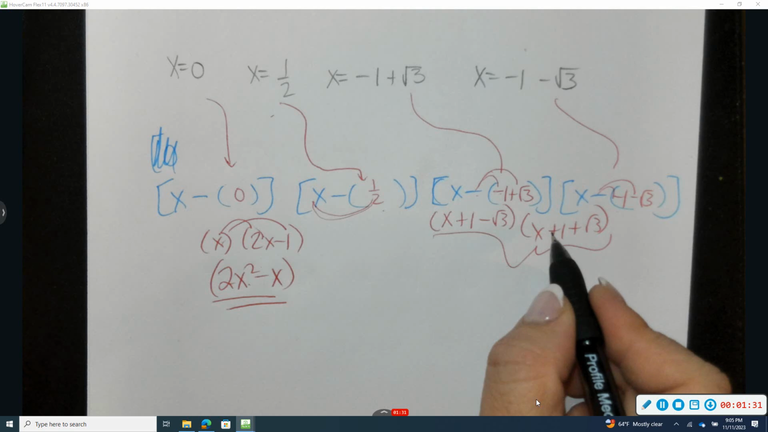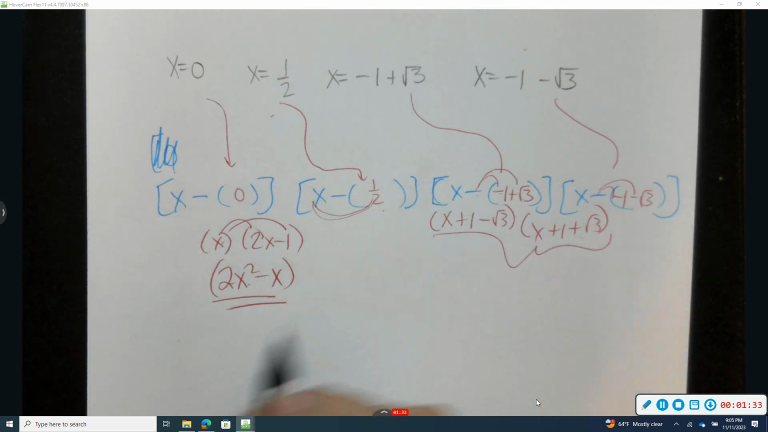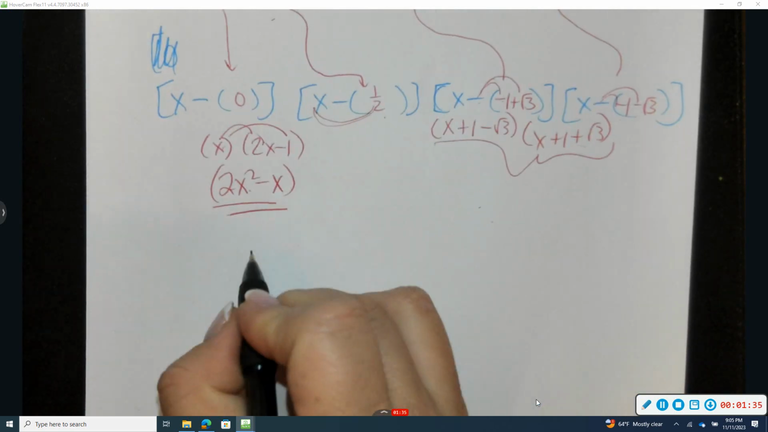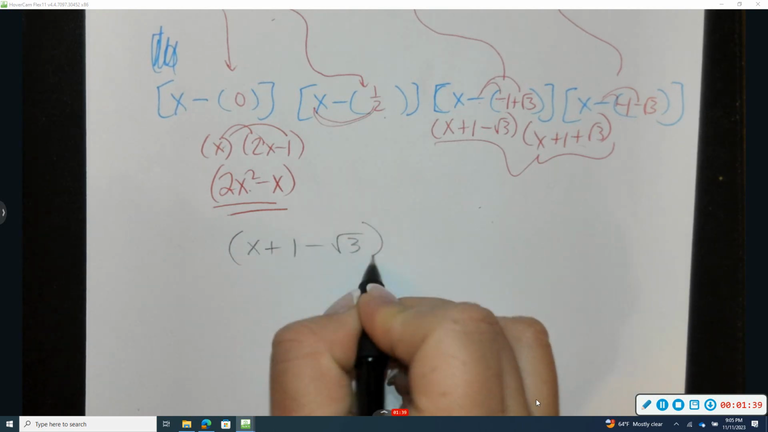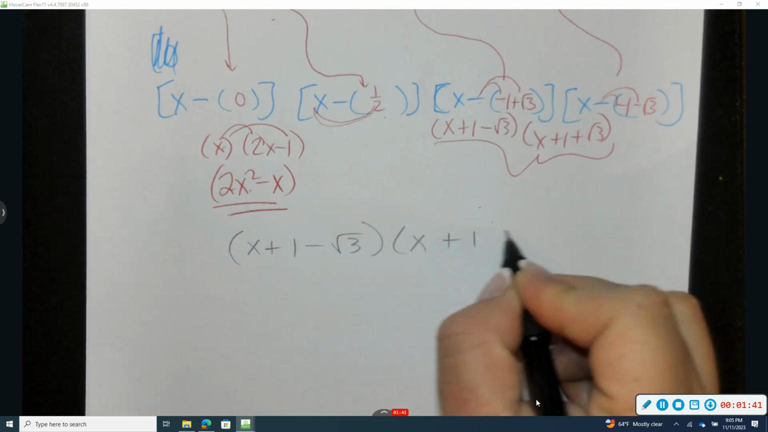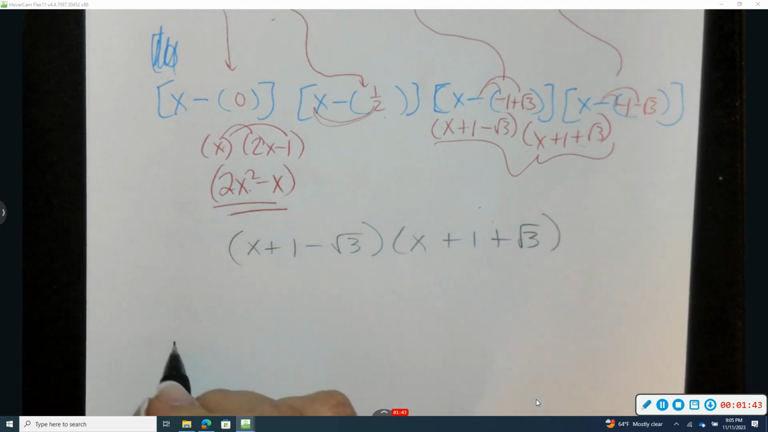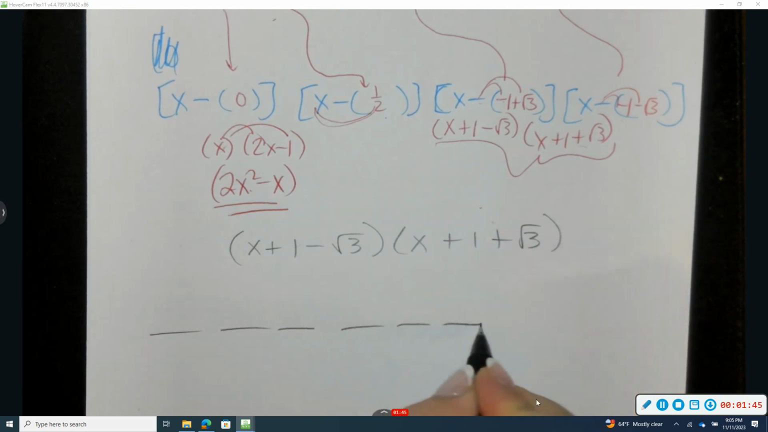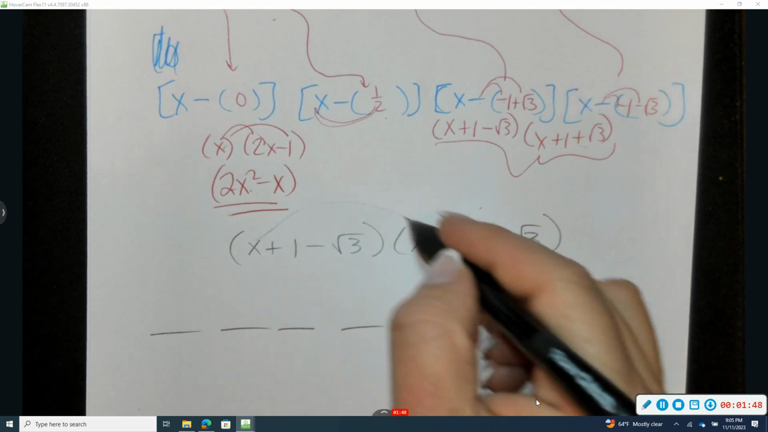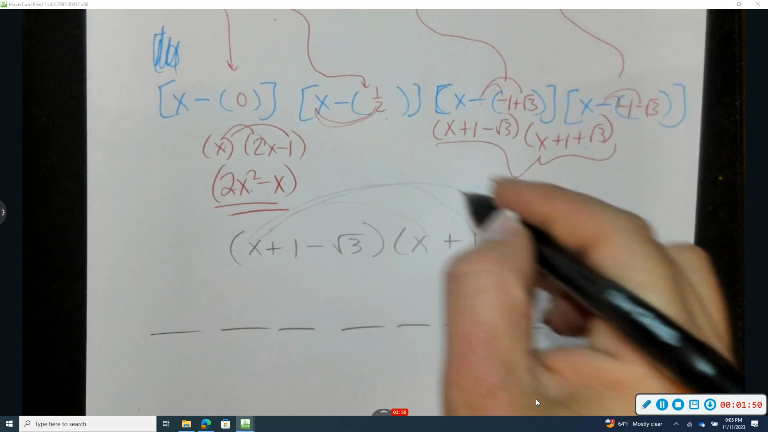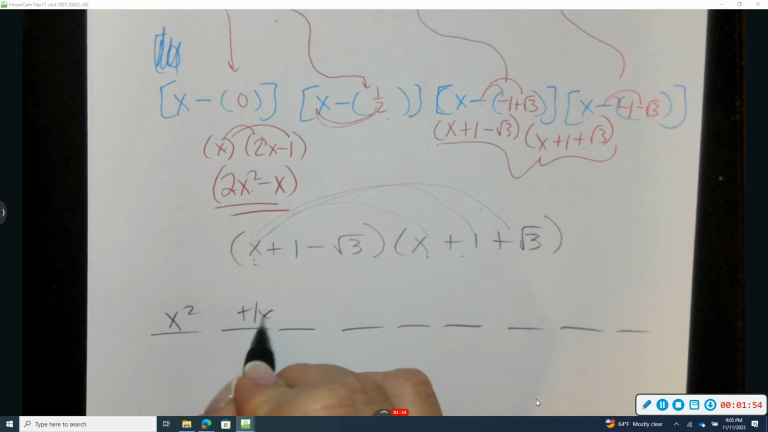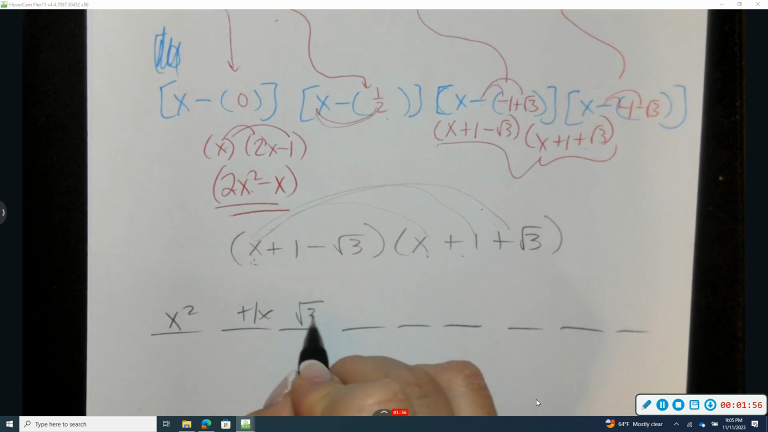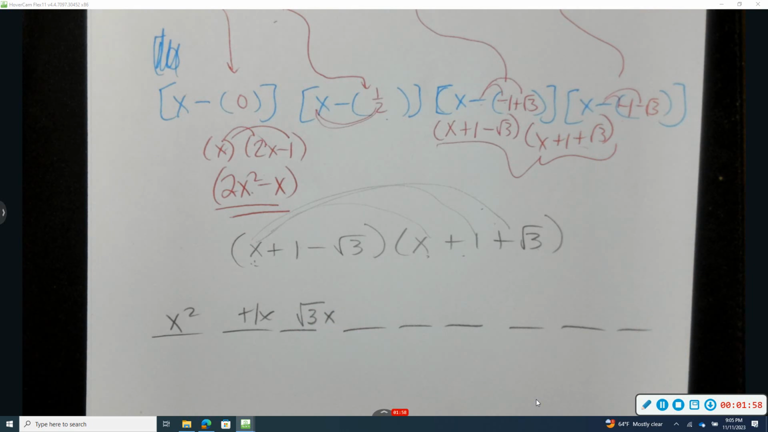And just like example number 15, I'm going to have different spaces here. I'm going to make room and show this a little bit neater. X plus 1 minus radical 3, x plus 1 plus radical 3. 1, 2, 3, 4, 5, 6, 7, 8, 9. So here's the first 1, 2, and 3. X times x is x squared. X times 1 is 1x. And next, x times radical 3 is radical 3x.